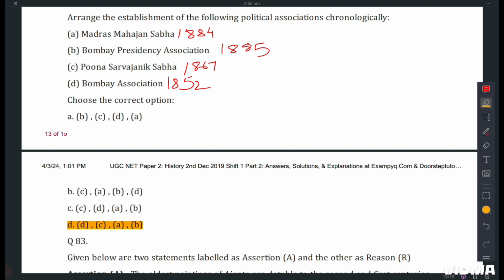So Bombay Association, which was by Jagannath Seth, who was the chairman of this. Then Pune Sarvajanik Sabha by Mahadev Govind Ranade. Madras Mahajan Sabha, by B.M. Biragachari, G. Subramaniam Iyer, P. Anand Charlu. Then Bombay Presidency Association, Badruddin Tyabji, Feroz Shah Mehta, K.T. Telang. Okay.